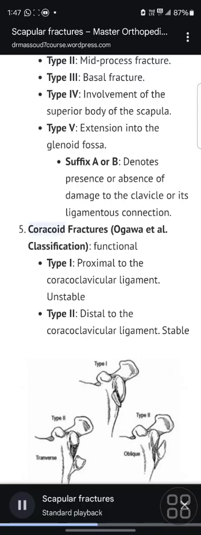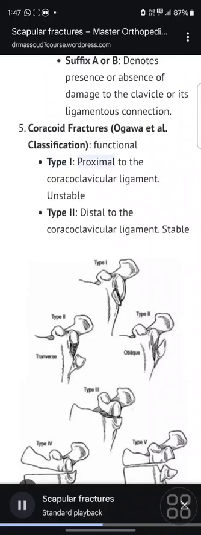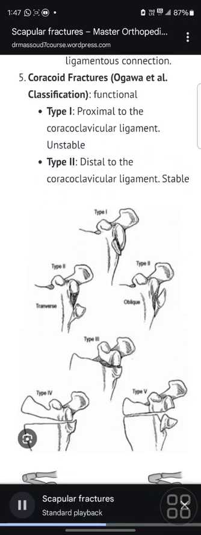And 5. Coracoid fractures, Ogawa et al. Classification, functional. Type 1. Proximal to the coracoclavicular ligament. Unstable. Type 2. Distal to the coracoclavicular ligament. Stable.